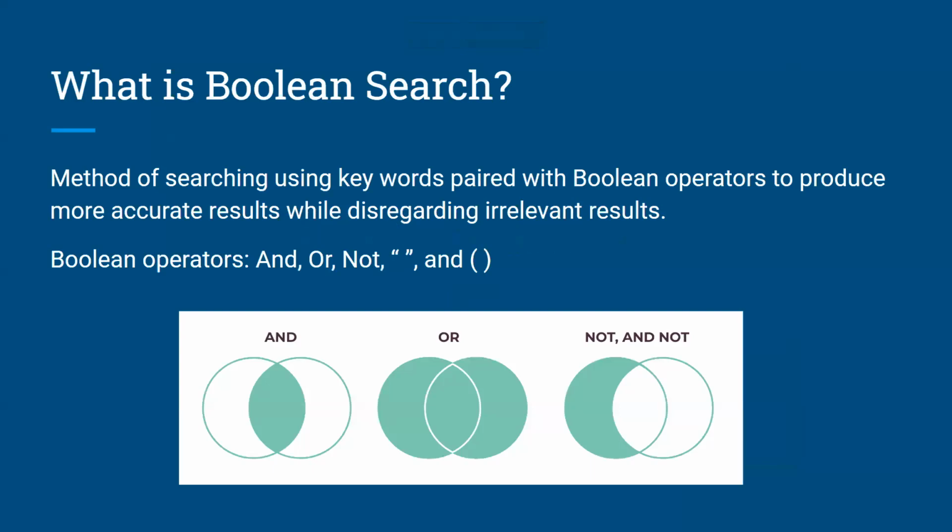So what the Boolean search method is, basically, it's a method of searching where you use keywords paired with the Boolean operators to produce more accurate results while disregarding irrelevant results. And the Boolean operators are and, or, not, quotation marks, and parentheses, as well as the little asterisk star.